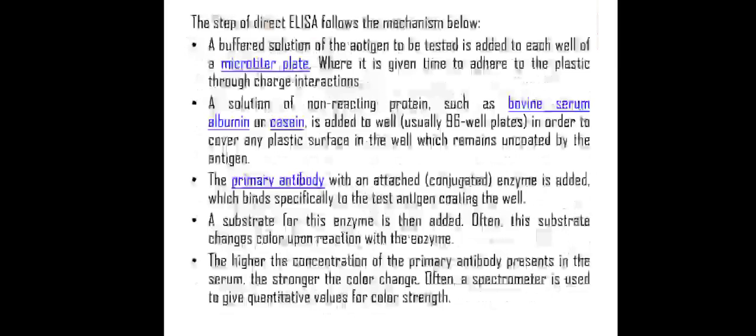Then there is the addition of the substrate. This substrate is specific for the enzyme which is associated with the primary antibody, and this substrate changes color upon reaction with the enzyme. The higher the concentration of primary antibody present in the serum, the stronger the color change, and often a spectrometer is used to give quantitative values for the color strength. In this way, if a color change is observed, it indicates a positive test.